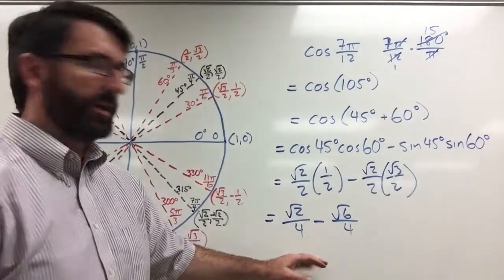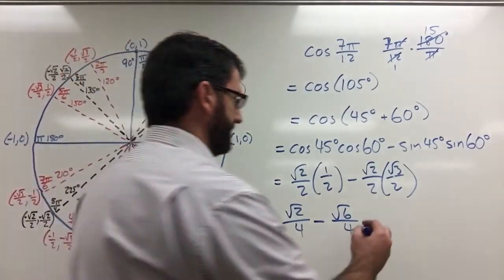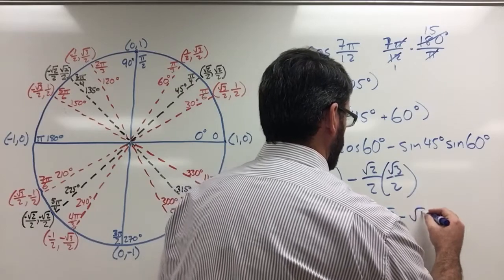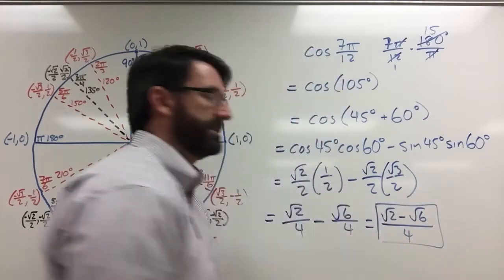And now we can go ahead and combine those two fractions. We already have a common denominator. So this is going to be equal to the square root of 2 minus the square root of 6 divided by 4. And that's going to be our answer.